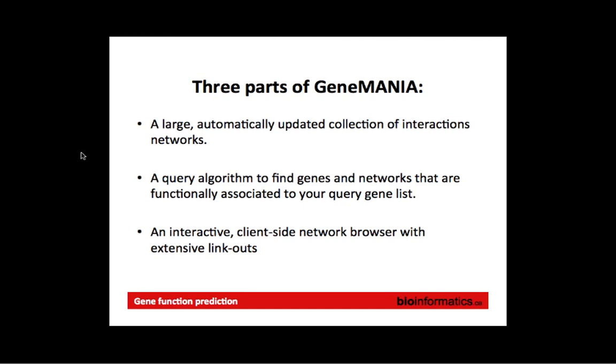So GeneMANIA handles those two questions. I guess it handles one other question, which is not really related to gene function prediction, but still very useful. A side effect of having GeneMANIA query all of these networks is that if you just have a gene list and you want to find all the protein interactions involved in that gene list, you can paste that gene list into GeneMANIA and ask it to search just protein interactions, and you get all the connections between the genes in the list. And then you can use that in Cytoscape, or you can do other types of analyses with it.